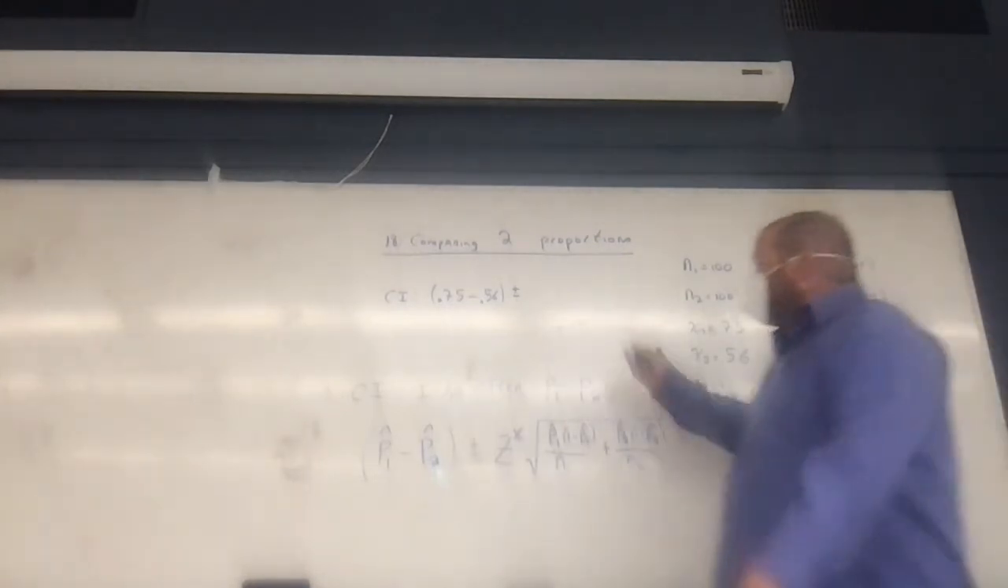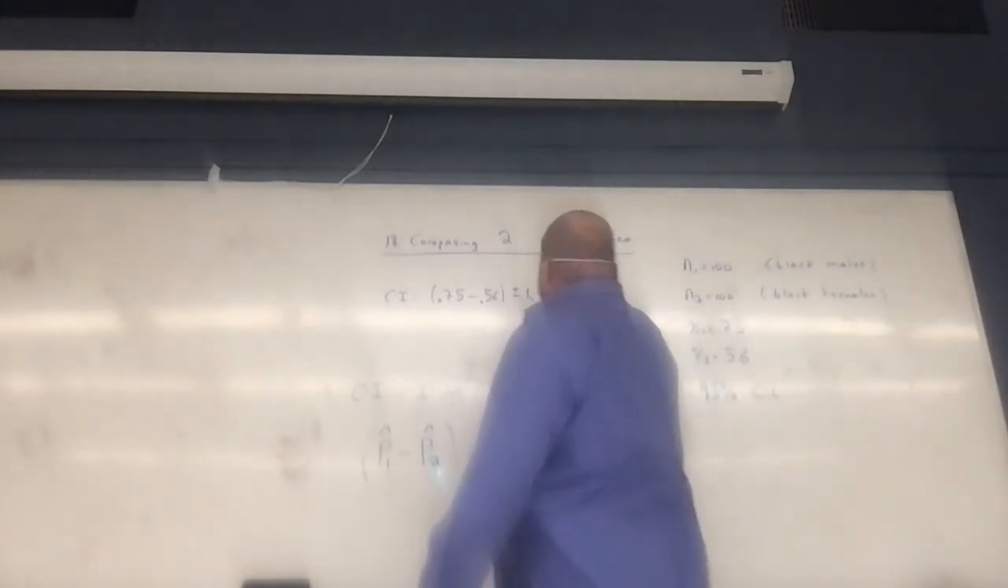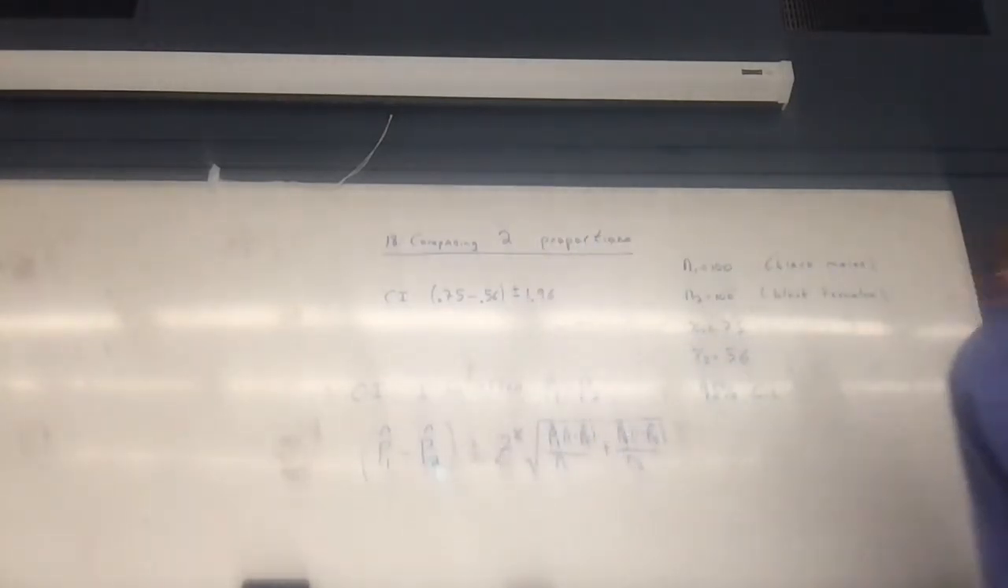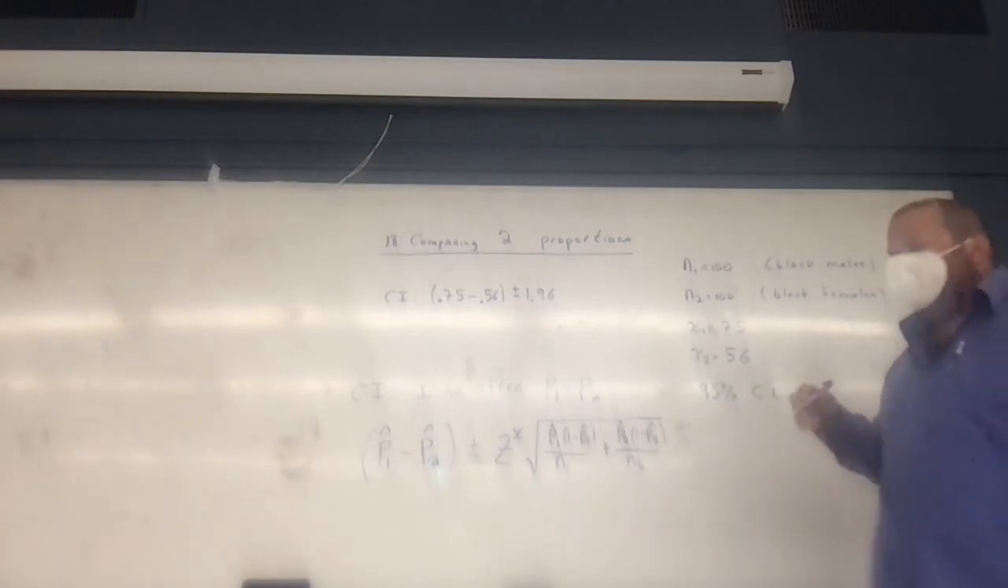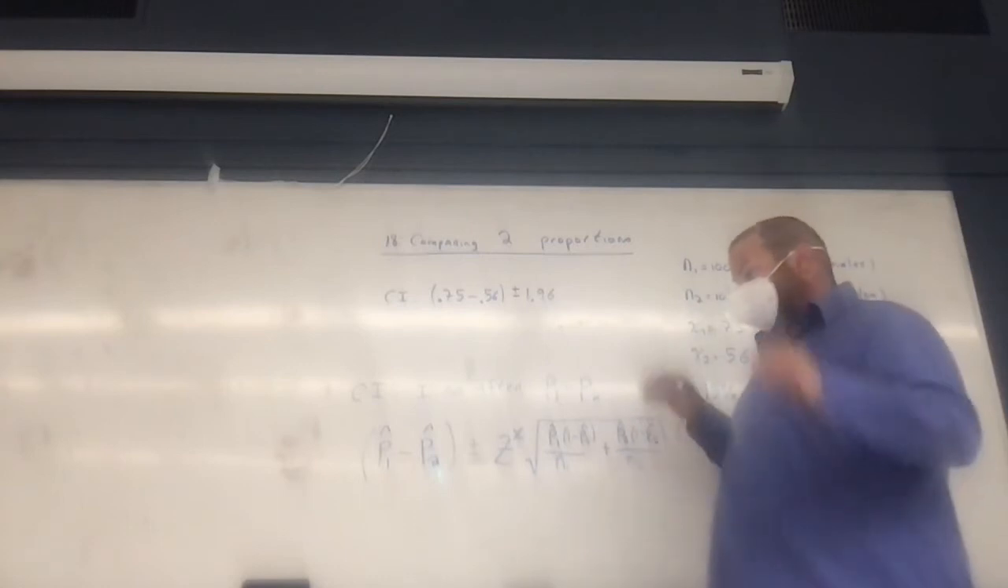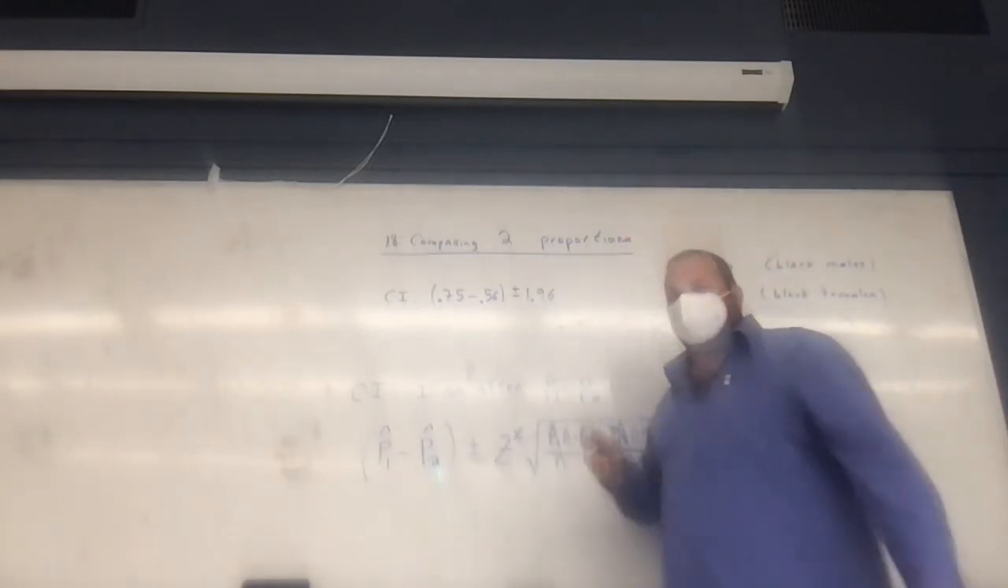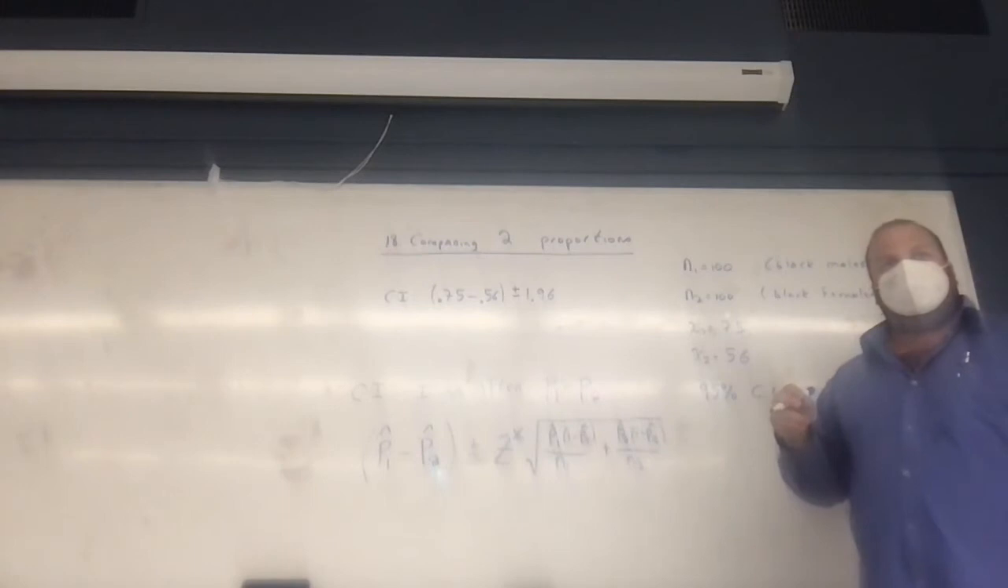1.96, right? I think 1.645 was 90%. 1.96 is 95%, and 2.576 is 99%. Wait, so is the Z star correlated to the Z score? In a sense.